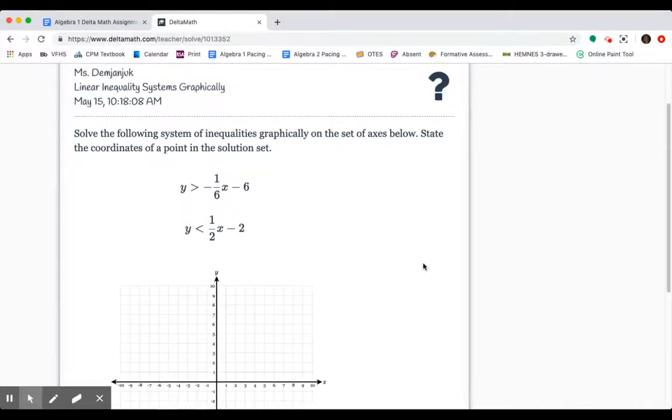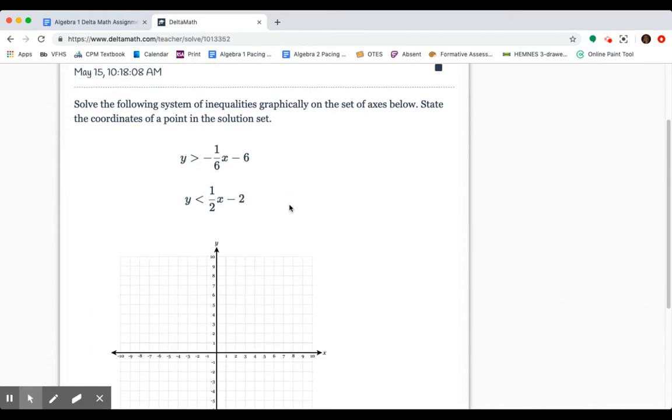So for this lesson, we're going to be doing linear inequality systems graphically, and it's really similar to the past lessons that you've done this week, but you're just plotting two different lines on the same coordinate plane. It's going to be actually easier than the last lesson because you don't have to solve for slope-intercept format. All the inequalities that you're given are already in y equals mx plus b format, so you can just go straight to graphing. You don't need to solve for y at all.